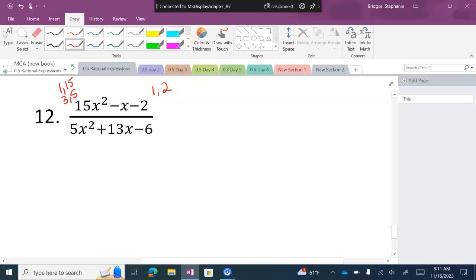Are we trying to add or subtract in this problem? Look at the sign. So we're trying to subtract, and we want to subtract to get what numbers in front of that x?